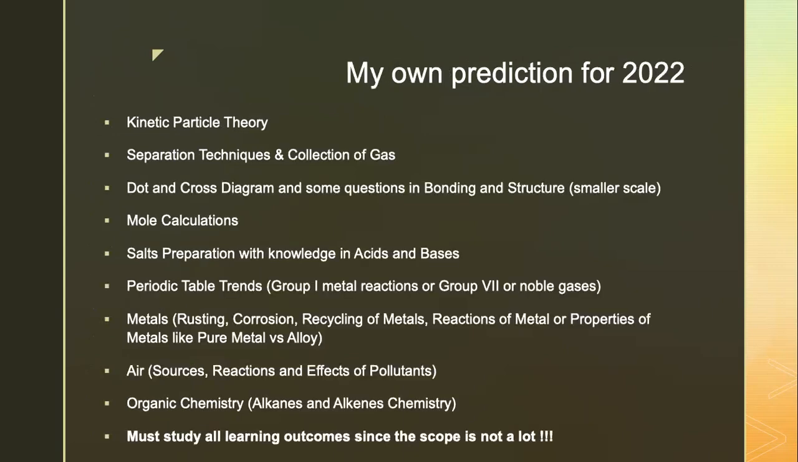What are my predictions for this year's paper? N-level chemistry doesn't cover a lot of topics compared to the O-level combined science and the O-level pure chemistry. So it's actually more difficult to predict what will come out compared to pure chem, due to the limited number of topics and LO. So I won't be able to pinpoint exactly what will come because there could be repeated questions.